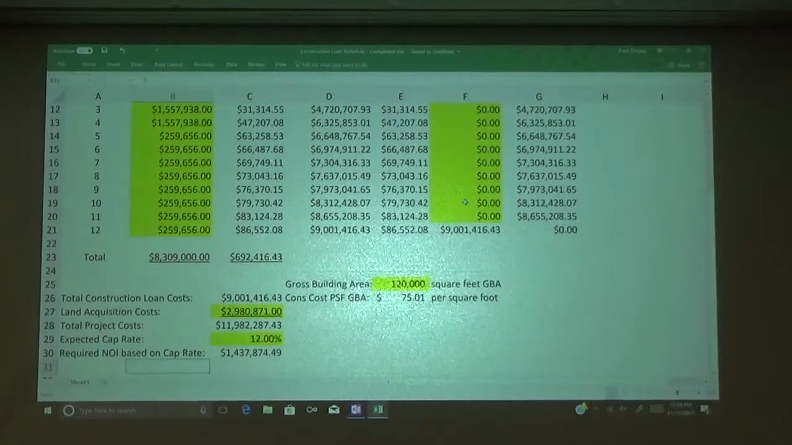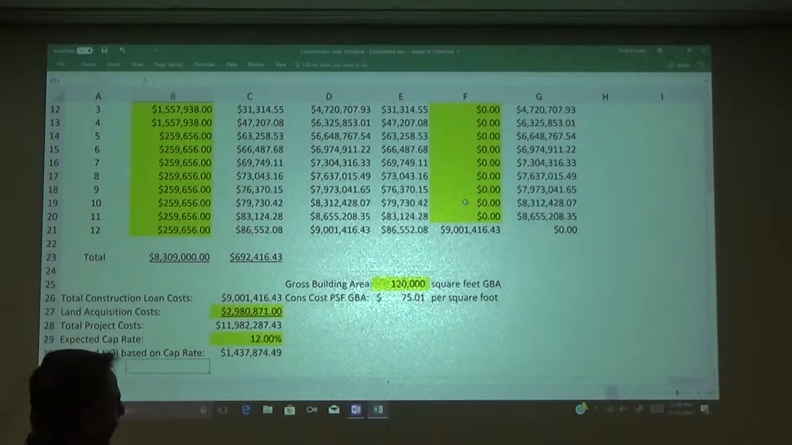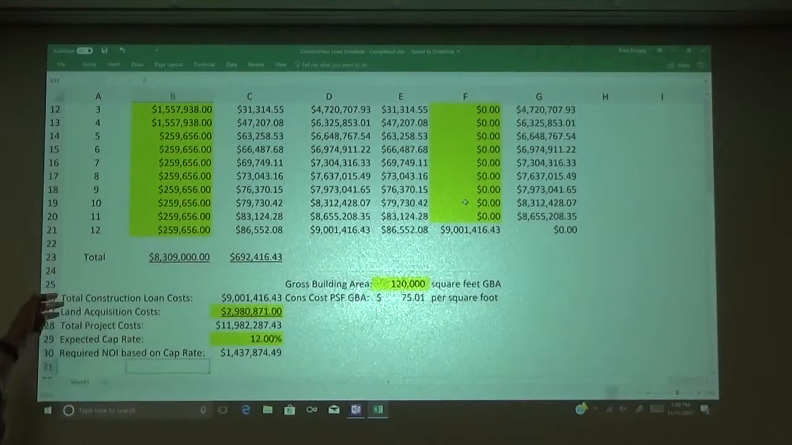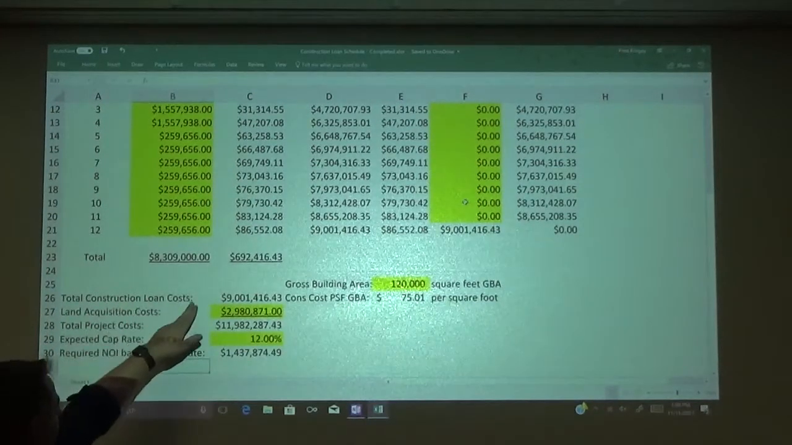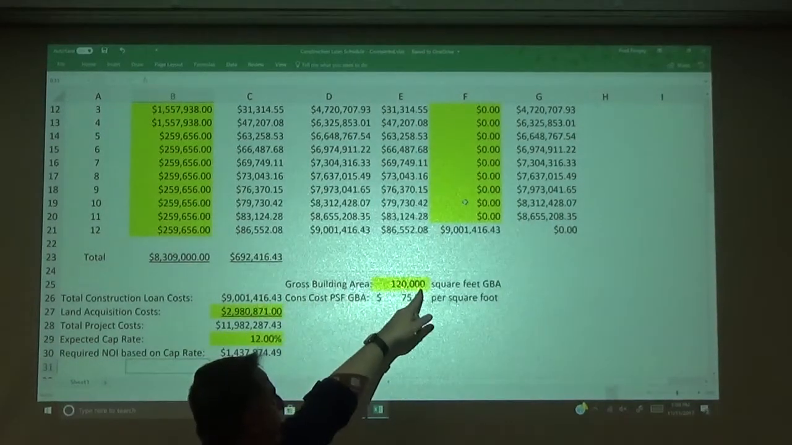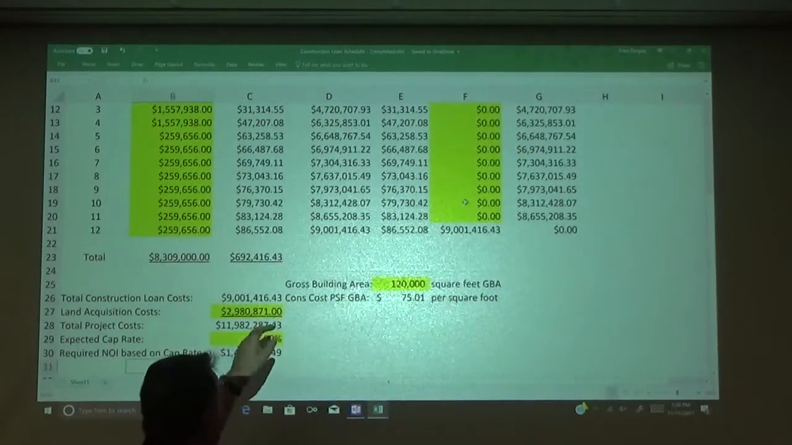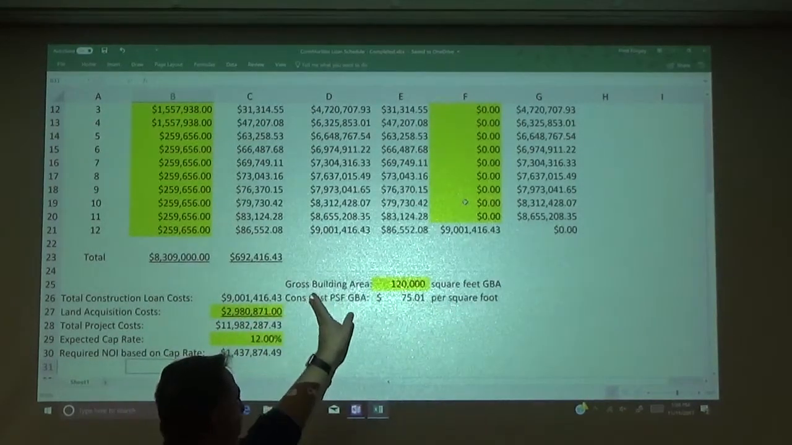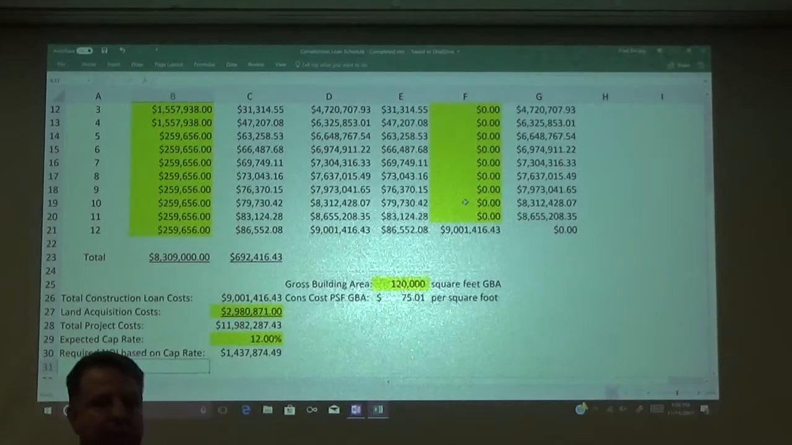Now, there's another little piece of this, to give us a sense of whether the numbers are realistic or what they're actually telling us. If you want to figure out your cost per square foot for construction, just the construction cost only, not the land cost, you take the total construction cost of the $9 million, and in this case I have a gross building area of 120,000 square feet. Divide by that, and that will give you your construction cost, in this case, of $75 a square foot. Does that make sense? Yes or no? Yes. Okay.